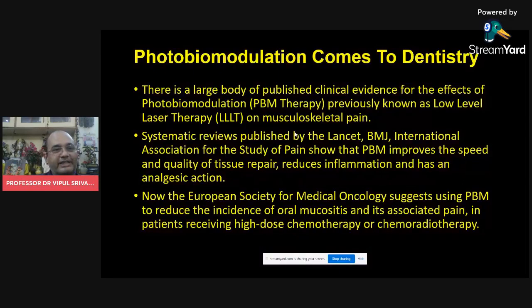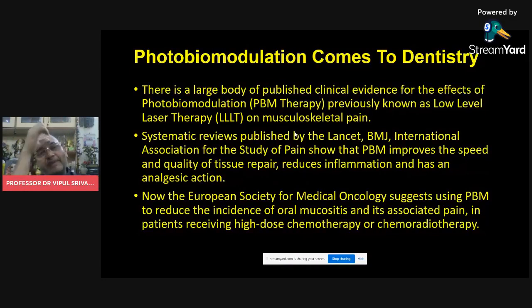When it comes to dentistry, there is a large body of published clinical evidence for the effect of photobiomodulation (PBM) therapy, previously known as low-level laser therapy, on musculoskeletal pain. Systematic reviews published by The Lancet, BMJ, and the International Association for the Study of Pain show that photobiomodulation improves the speed and quality of tissue repair, reduces inflammation, and has an analgesic effect.